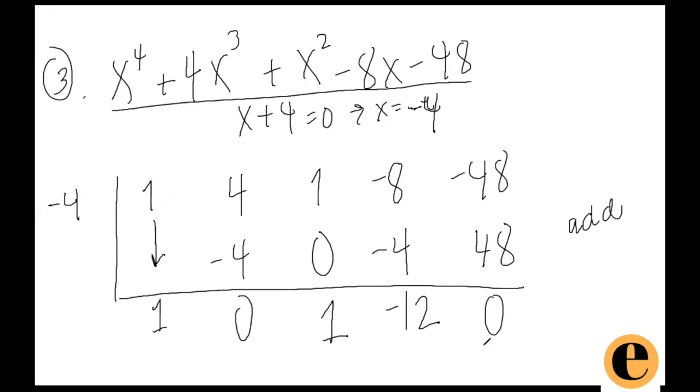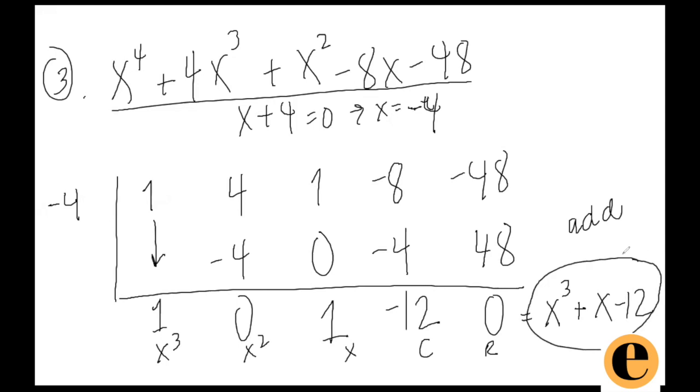Alright? So this is your remainder, this is your constant, this is your x squared naman ito, and this is your x cubed. Okay? So looking at this, our final answer should be x cubed, 0 yung x squared, so wala na yan, plus x minus 12. Okay? This is our final answer. Pwede ka rin mag-long division dito, ha?